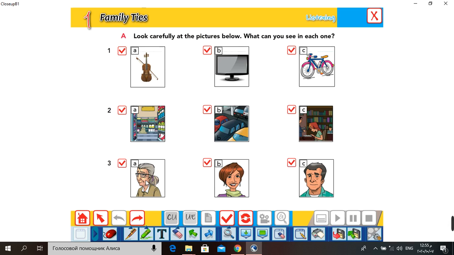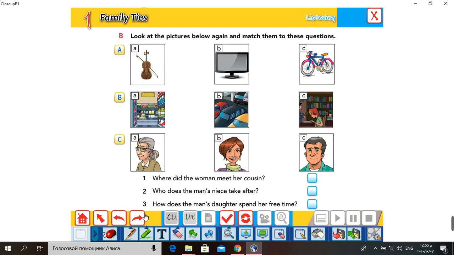In number 3, A, this is like a grandmother or an old woman, and in B, this is a middle-aged woman, and in C, this is a middle-aged man. Let's move on to the next part. Look at the pictures below again and match them to these questions. Now, after discussing what you can see in each picture, let's try to match the pictures to these questions.